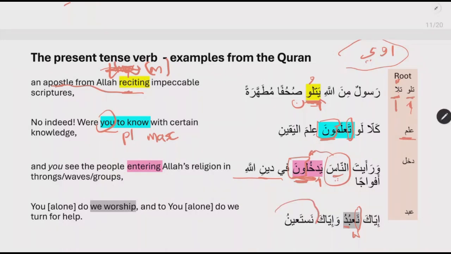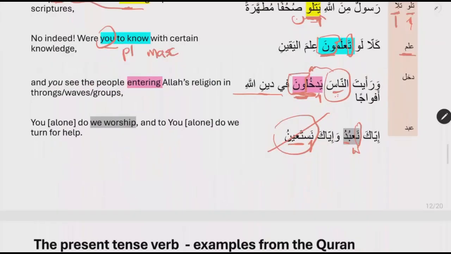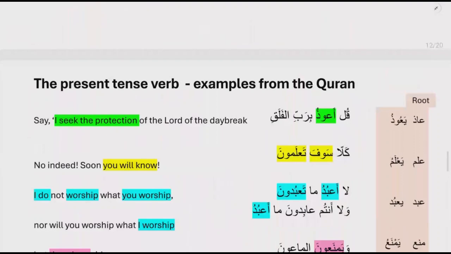Nasta'inu is also the same. There's a noon here in front to show "we", but this is a different verb. I won't touch it for today. We'll do it in a later lesson when we're doing forms. Right? This is a 10th form verb. Okay, present tense examples from the Quran, a few more.